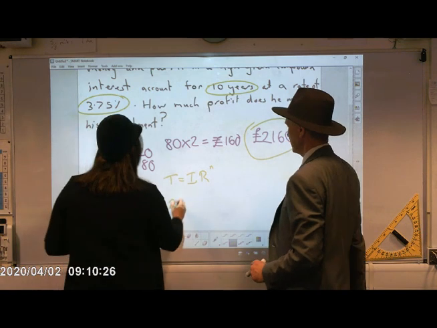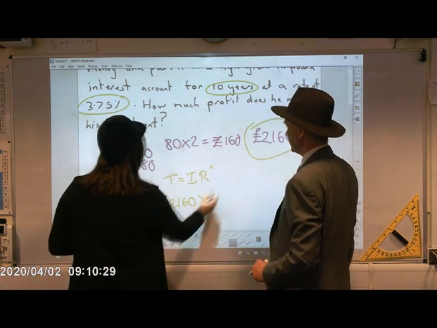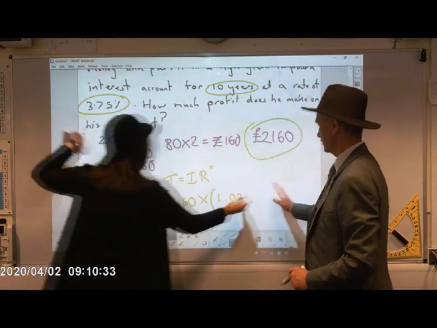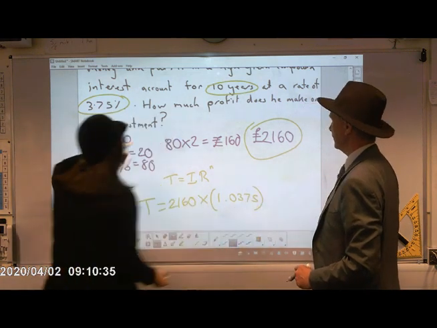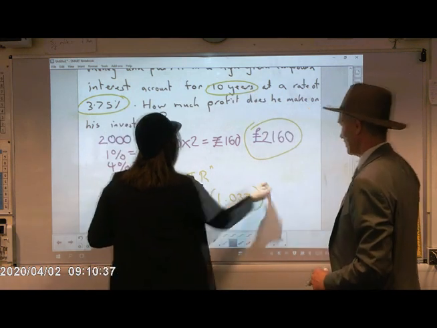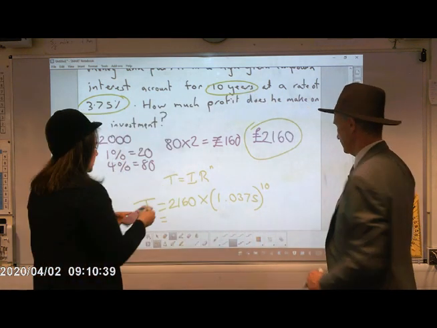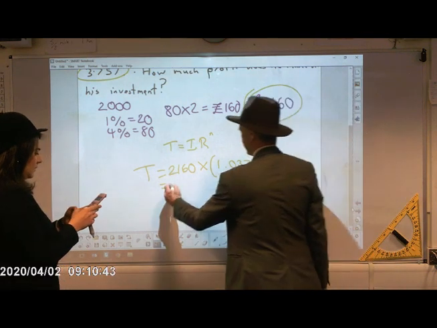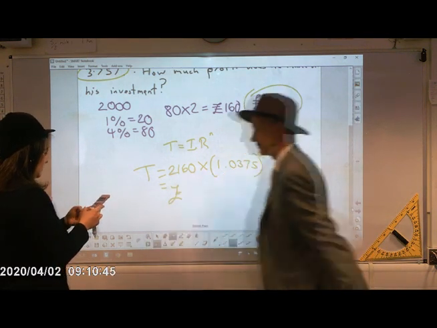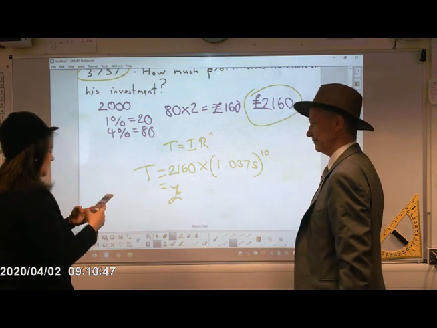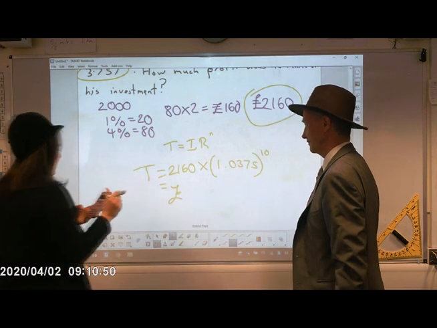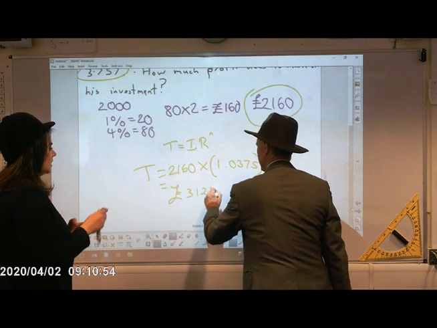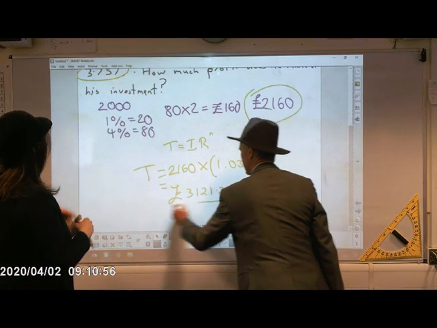Initial? £2,160. Rate? Times by 1.0375. If it's 3.75%, that's where I end up, I've got 7 and a 5. Power of 10, 10 years. He's going for the big money. Give you a little bit more space. And you get £3,121.29.